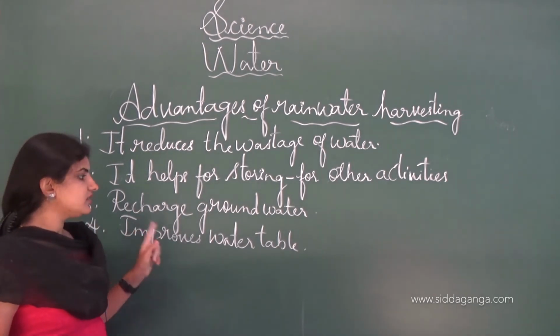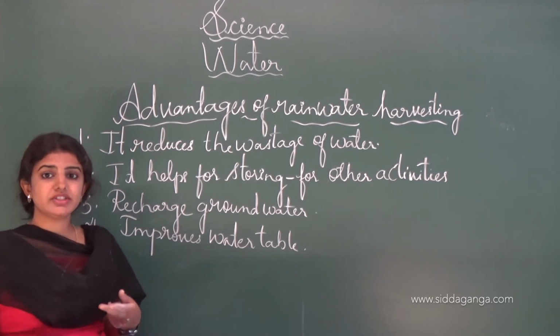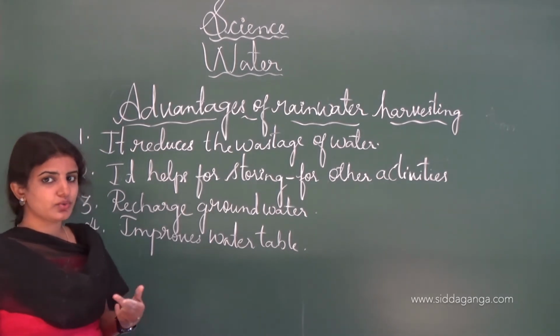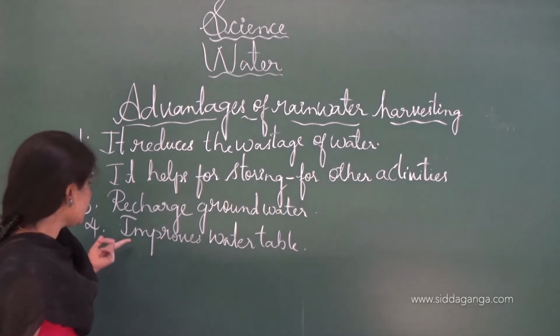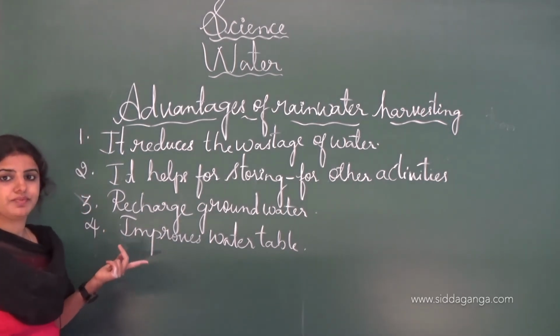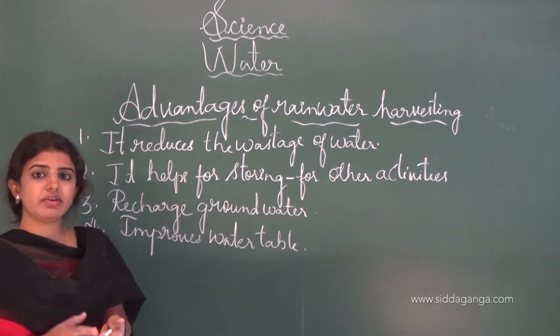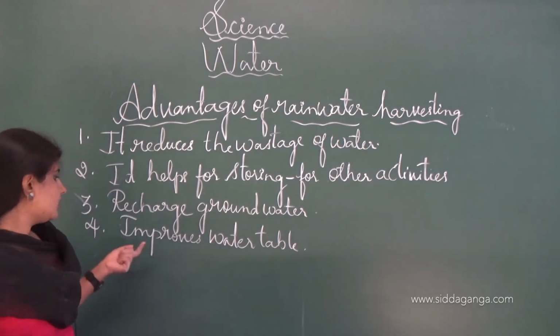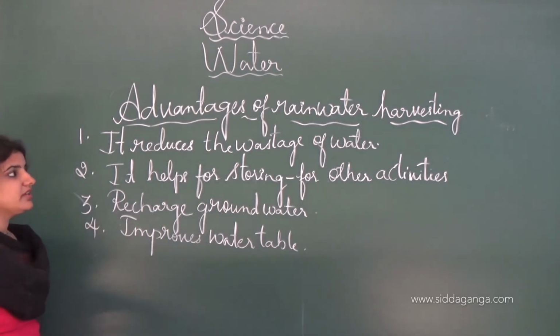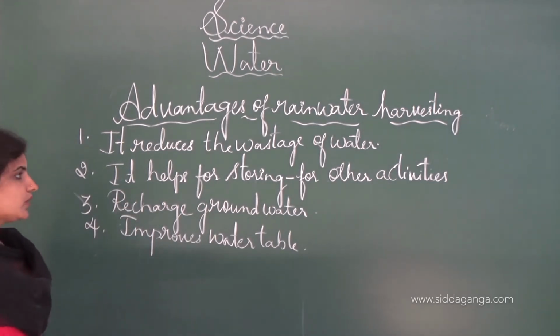And next, it recharges the groundwater. See, recharge is nothing but refilling the groundwater. This is one of the advantages of rainwater harvesting. And next, it improves the water table. Water table is nothing but the level of the groundwater of a particular place. These are the different advantages of rainwater harvesting.